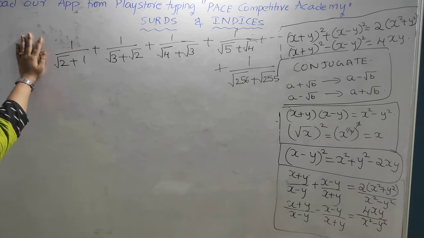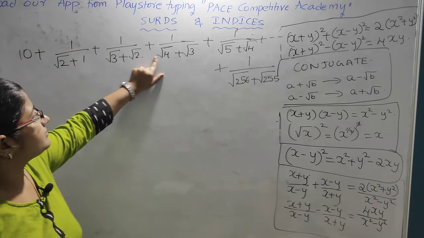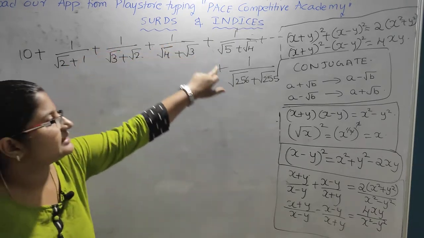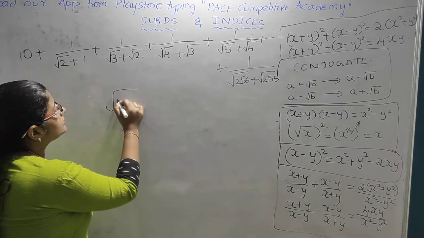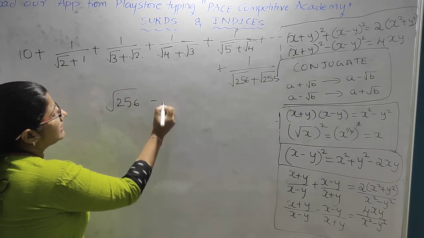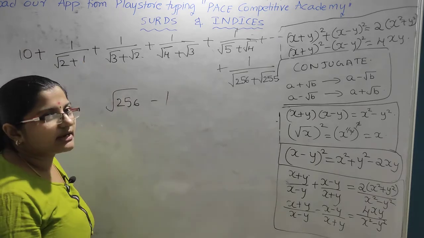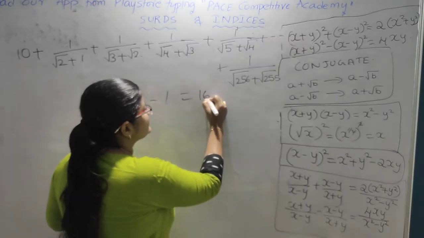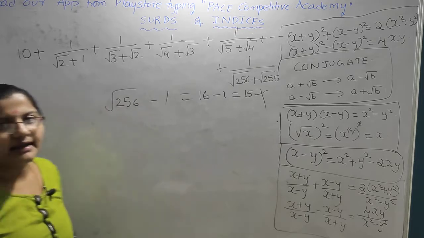From the previous shortcut we know that if the difference of these two numbers is 1, and all these are additions, then the value will be root 256 minus the least value, root 1, which is equal to 1. Root 256 is nothing but 16. 16 minus 1 is 15. So this is not the right option.